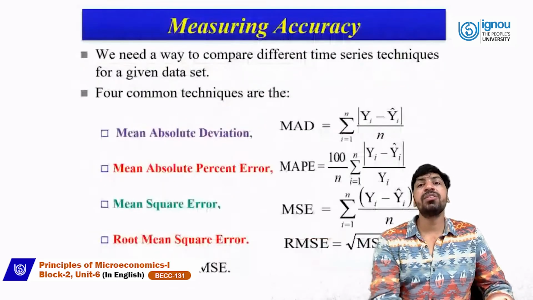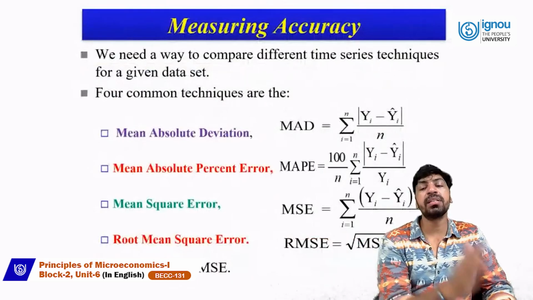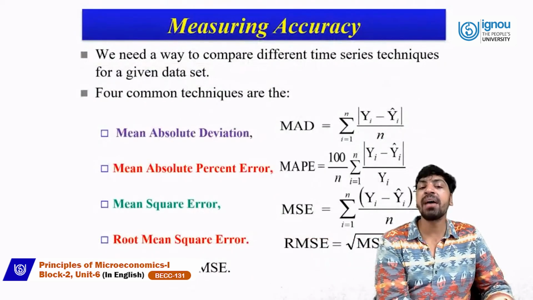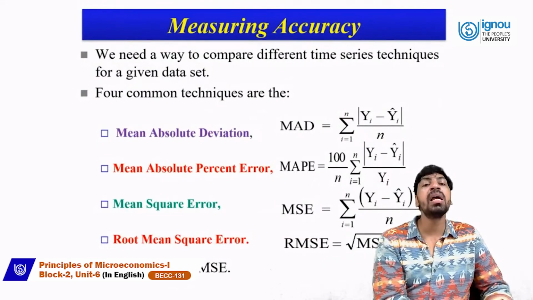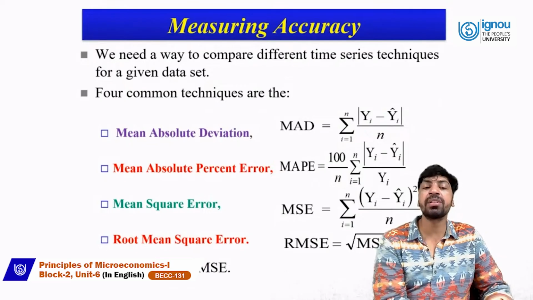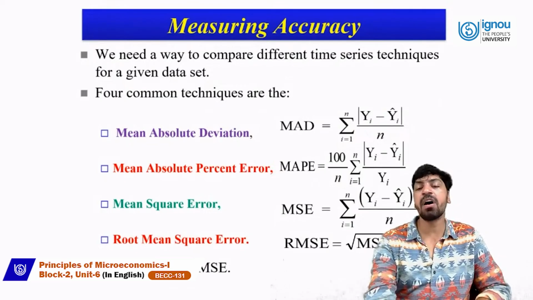So this is measuring accuracy. These are the formulas to be used if errors are found. These are the four common techniques: mean absolute deviation, mean absolute percent error, mean square error, and root mean square error. This is a formula which will be used.